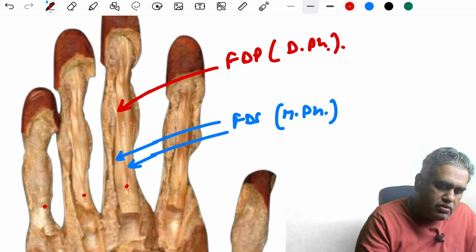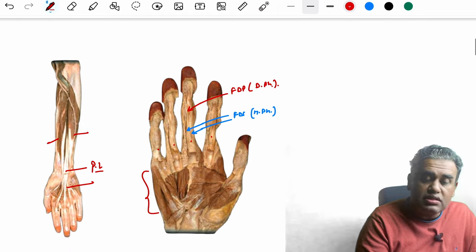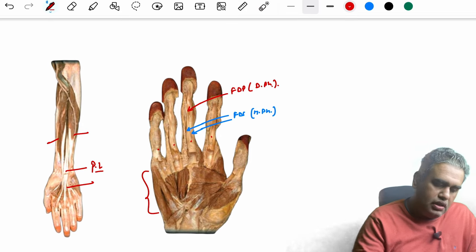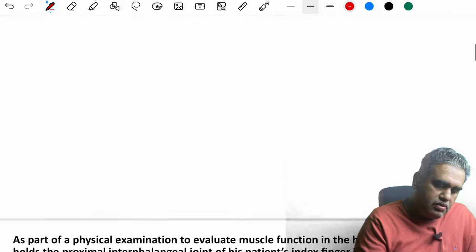They are present in all these four fingers. Thumb has a different muscle that is known as flexor pollicis longus. Thumb ke alag muscle hogi. Okay. So I hope the answer is clear for the second question. Let us move to the third one over here.